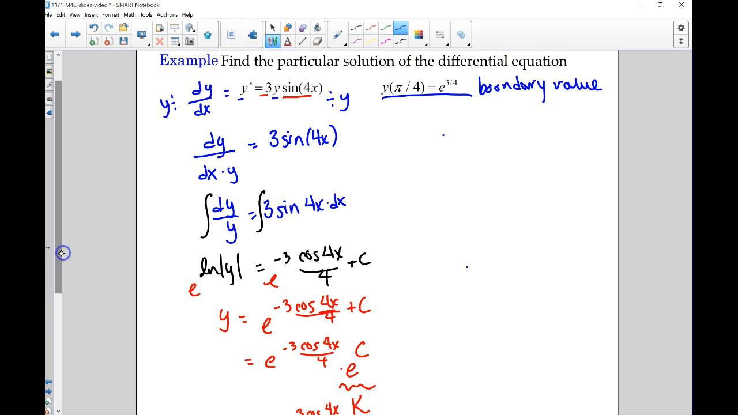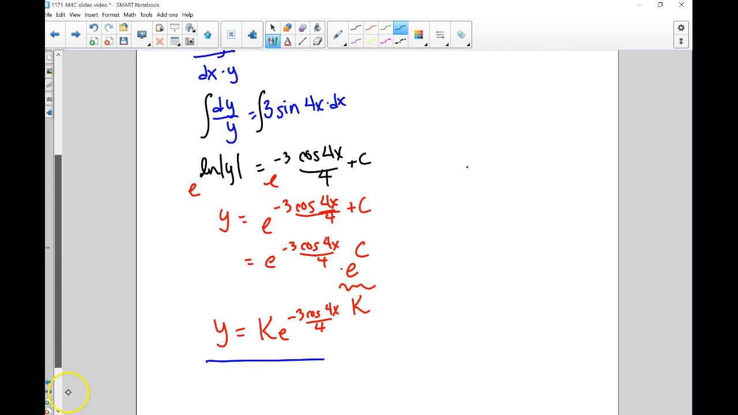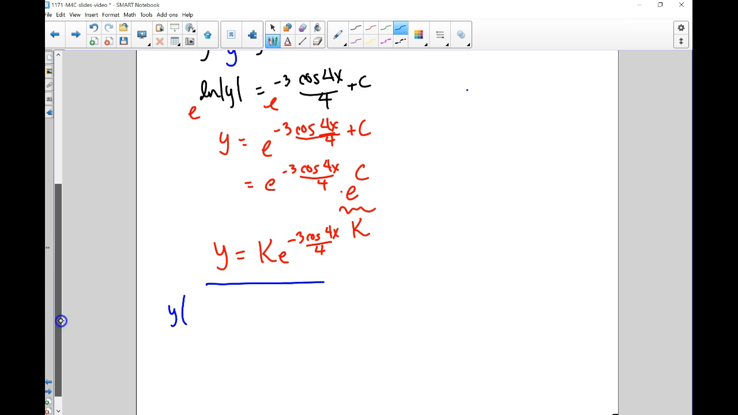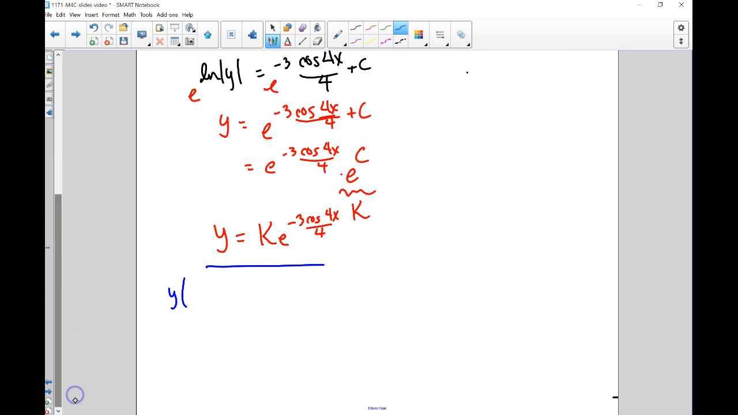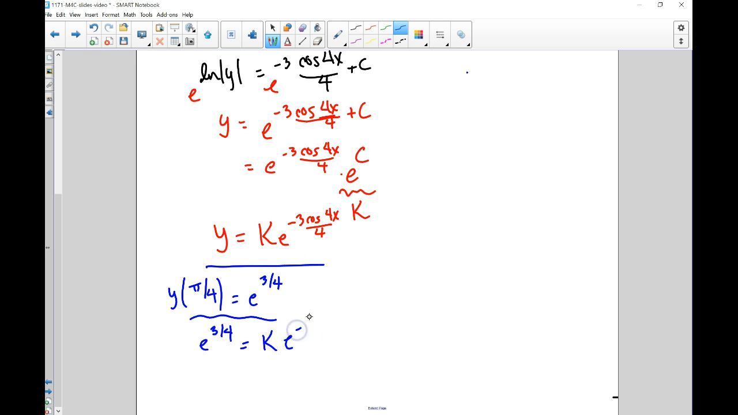But now I want to find the particular solution using this boundary value. So we know that y of pi by 4 is equal to e to the 3/4. Okay, so now what that means is I'm going to plug in, so this is going to be e to the 3/4 is equal to K e to the minus 3 cosine of pi by 4 times 4 all over 4.